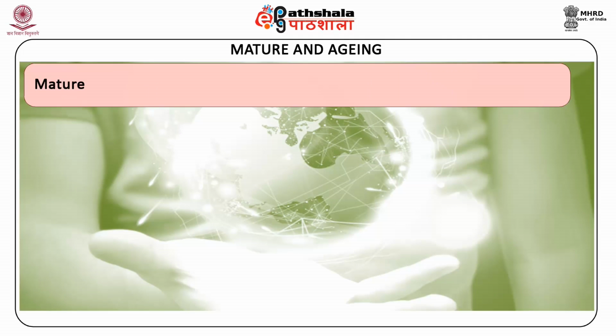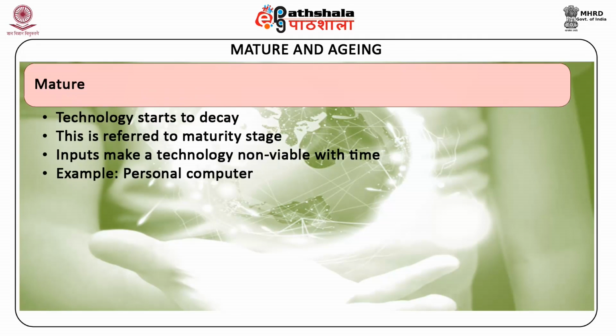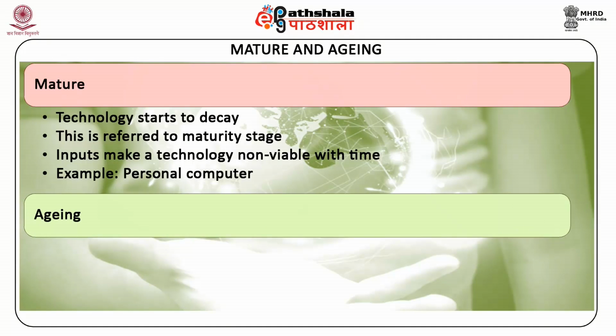The third stage is mature. With the passage of time, any technology starts to decay. This is referred to as maturity stage. New developments and innovation affect a technology, which calls for change or upgradation of existing technology. Also, supply constraints for the inputs make a technology non-viable with time, as they tend to get rigid or non-available. For example, personal computer.